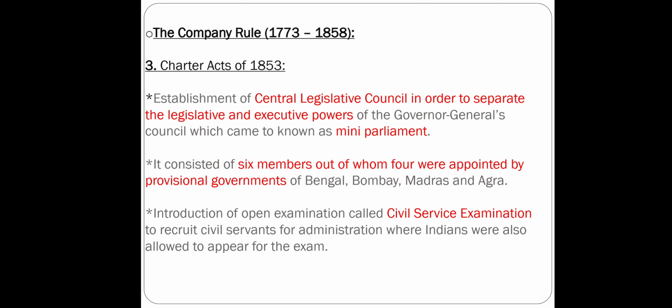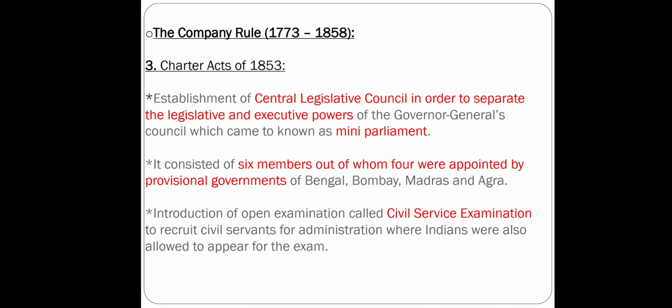Then the Charter Act of 1853. When we are talking about the Charter Act of 1853, the first one is the establishment of the Central Legislative Council in order to separate the legislative and executive powers of the Governor General's Council, which came to be known as a mini parliament. Please note the highlighted point. In 1853, the Central Legislative Council came into being to make the administration easier to work out.